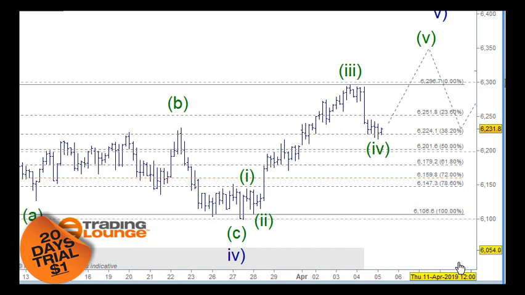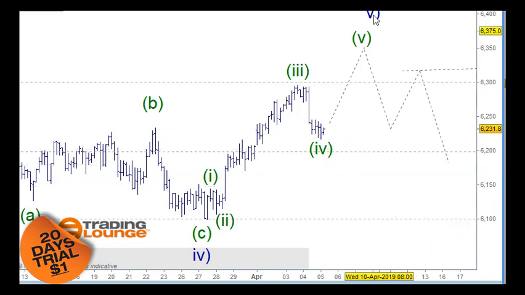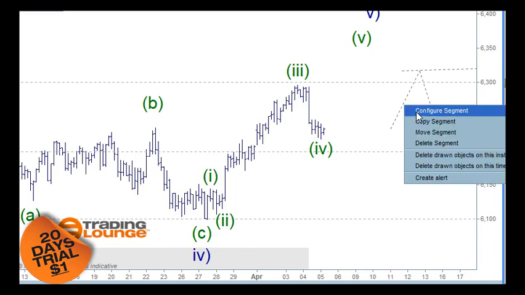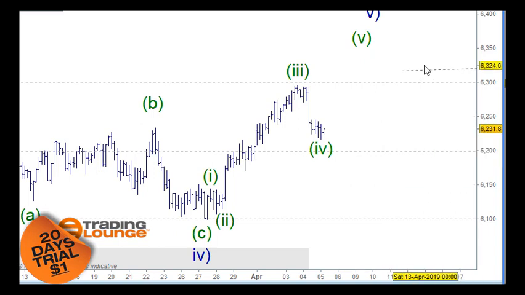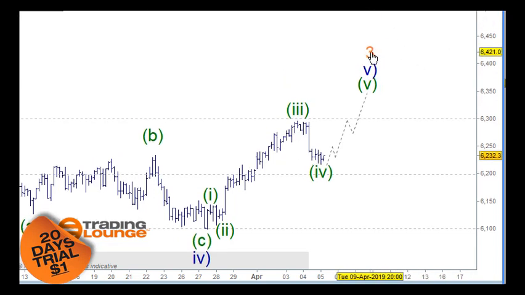So what we're looking for now in this particular section, we're looking for 5 waves up, let me just clean this up here a little bit, don't need all that. So we're looking for 5 waves up into this sequence here to finish off that wave 5 of wave 5 here, which will also be wave 3 here.